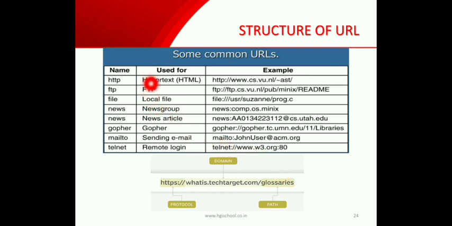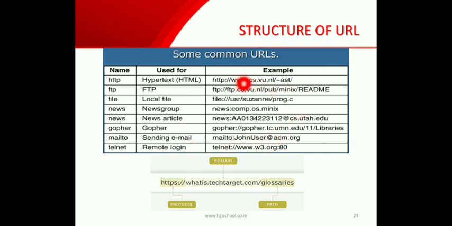Here you can see examples of different types of protocols. These are protocols: HTTP, FTP, file, news, gopher, mailto, telnet, etc. Its uses are given. HTTP is used for hypertext. FTP is file transfer protocol to transfer files. Then file is used for a local file. News is for the newsgroup. News can also allow us to access news articles. Gopher, sending mails, remote login, etc.